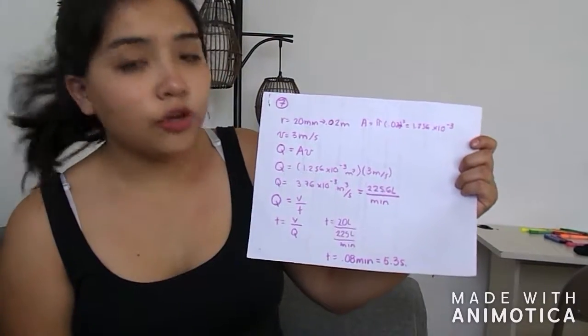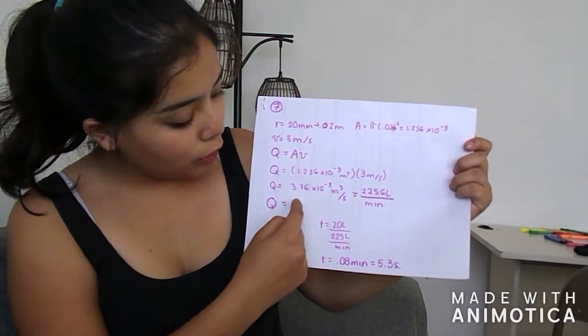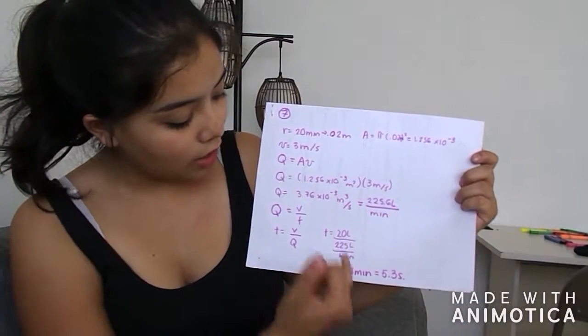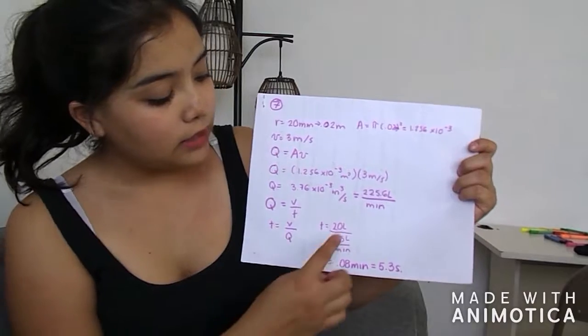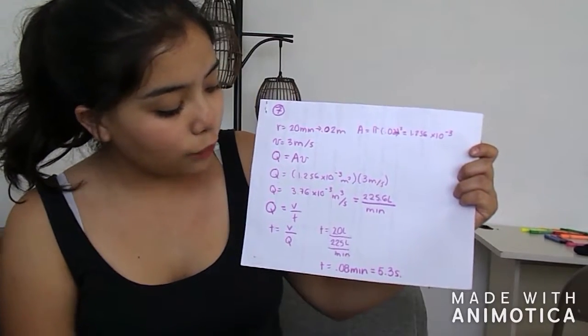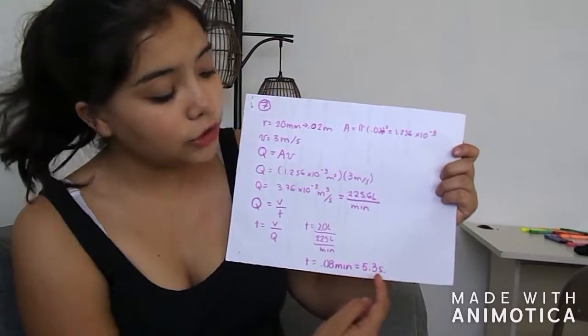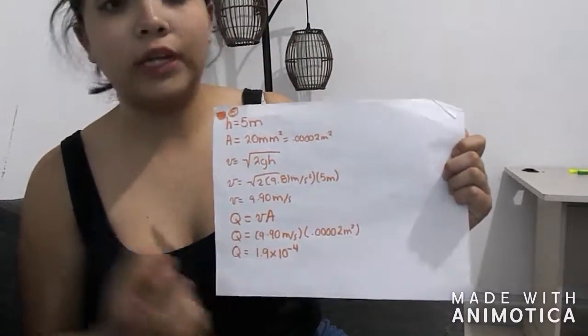Then, in order to know time, we need to use the formula that is flow rate equals volume over time. So we are going to clear out for time, and we have volume over flow rate. Then we substitute our values, and then we're going to have the time, we can have it in minutes or in seconds. In problem number 8, they are asking us to take the flow rate.